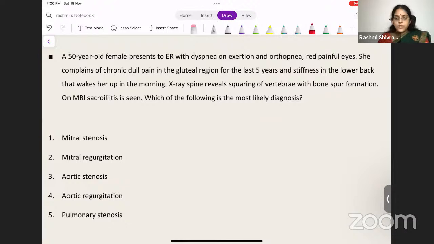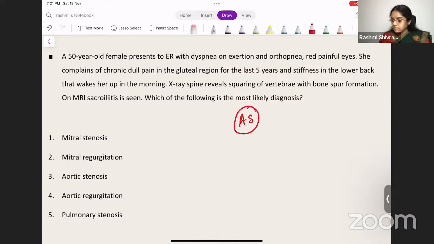Yes, Dr. Raghu, it's very correct. Spondyloarthritis, especially ankylosing spondylitis, right? Ankylosing spondylitis is the diagnosis for this patient. So in patients with ankylosing spondylitis, what is the most common cardiac involvement that we have seen? Is it mitral stenosis, mitral regurgitation, aortic stenosis, aortic regurgitation, or pulmonary stenosis?